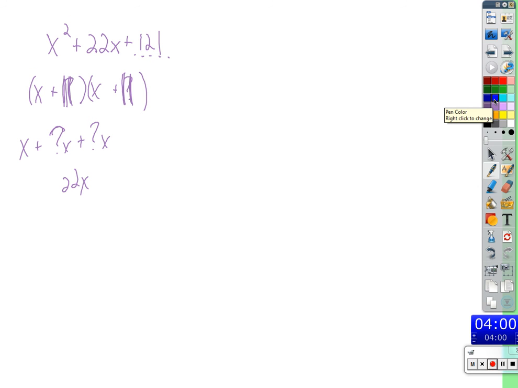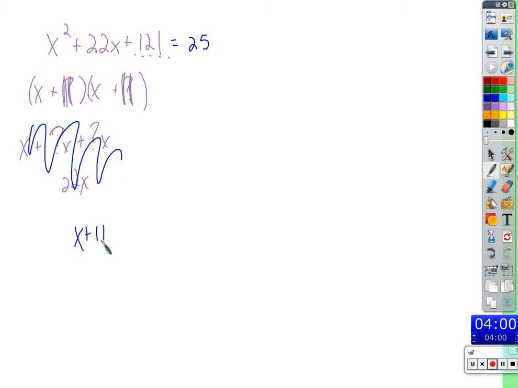So, why are we doing all this? Let me show you why. Imagine this is involved in some kind of an equation, like this is equal to 25. Just for an easy example. Well, this side is perfect. It's a perfect square trinomial. We can factor it as x plus 11 squared.